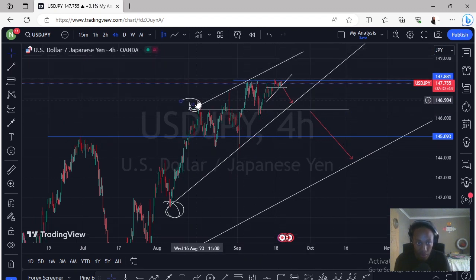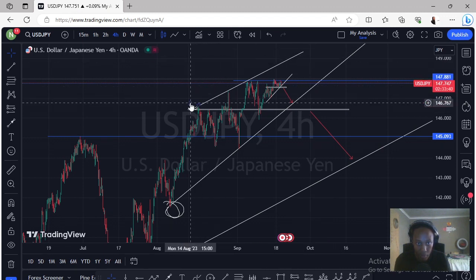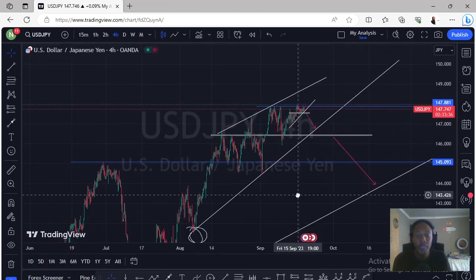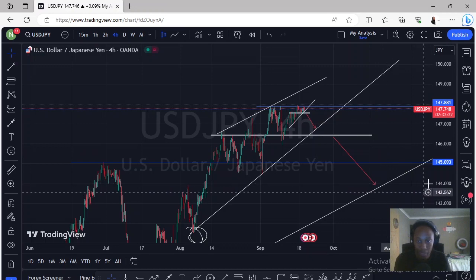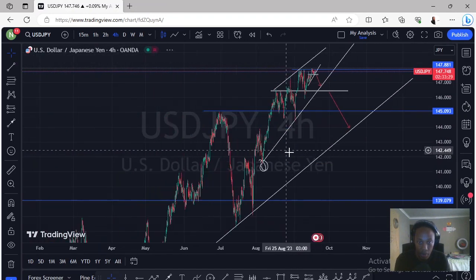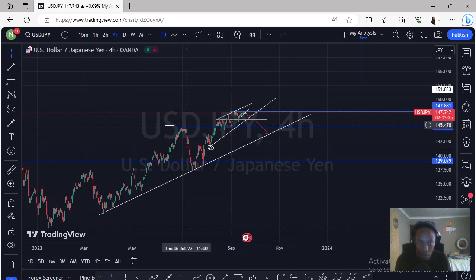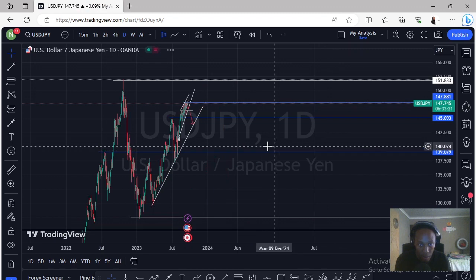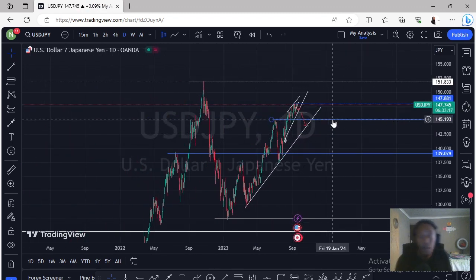So yeah, it might retrace back, but then I don't know to which level actually, because we have a lot of levels over here. But overall you can retrace back to this trend line.